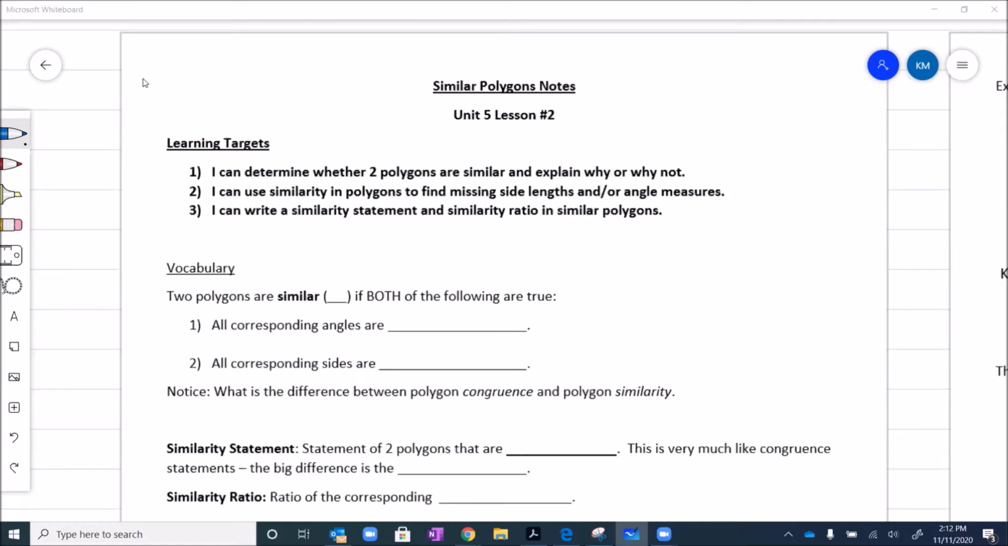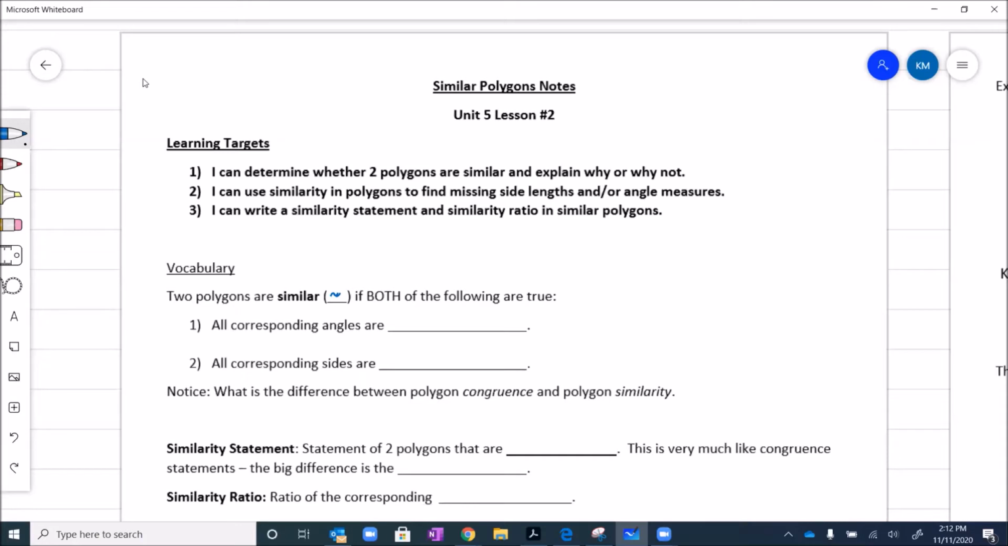Okay, so some vocabulary first. Two polygons are similar, and we use this little tilde like we had at the top of the congruency, except notice that with the congruency we had equal in this tilde. Here's similarity, just the tilde.